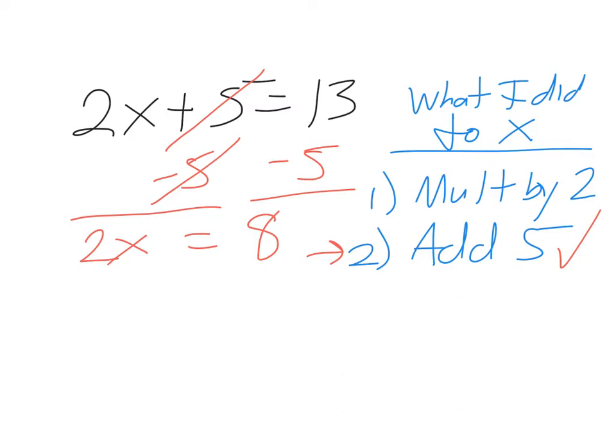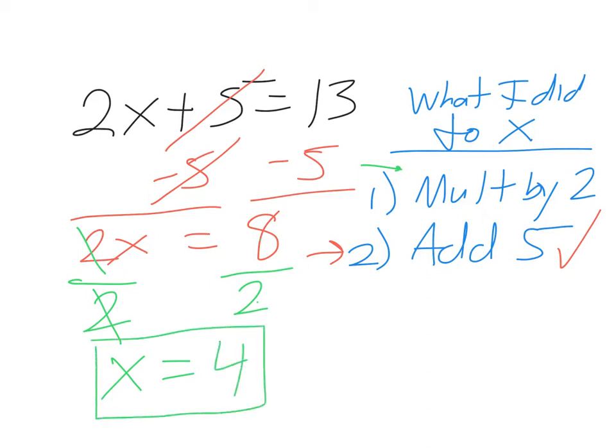So what's left is multiplying by 2. Well, how do I undo multiplying by 2? This actually looks like a one-step equation. So it's pretty simple and straightforward that I would take both sides and divide by 2. That's exactly what I would do. And the 2's cancel out, so I get x equals, and then 8 divided by 2 is 4. So my answer is x equals 4.